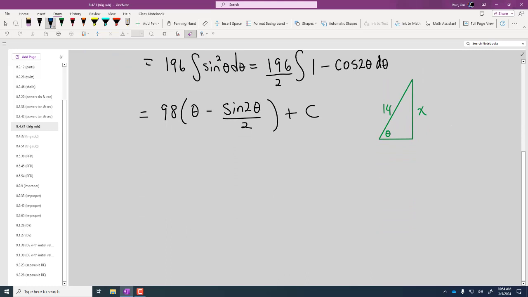So what is the missing side here with the Pythagorean theorem? 196 minus that. Okay, now this triangle is based on theta, not 2 theta. In here we have a 2 theta. So we need to get rid of that because we have all our trig functions here, sine of theta, cosine of theta, tangent of theta, we have all single thetas. So that sine of 2 theta has to go bye-bye.